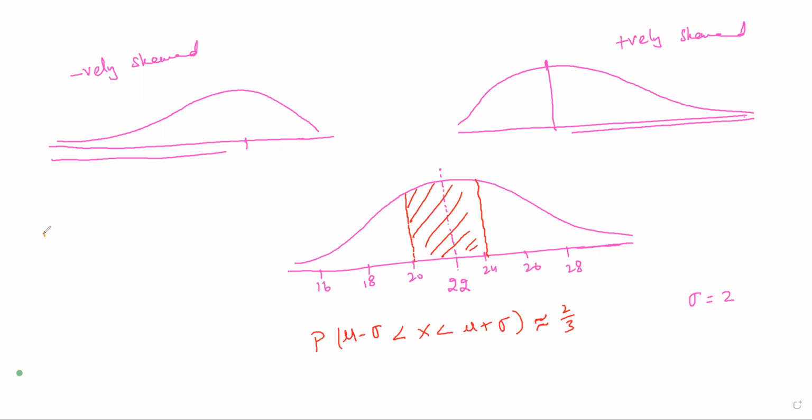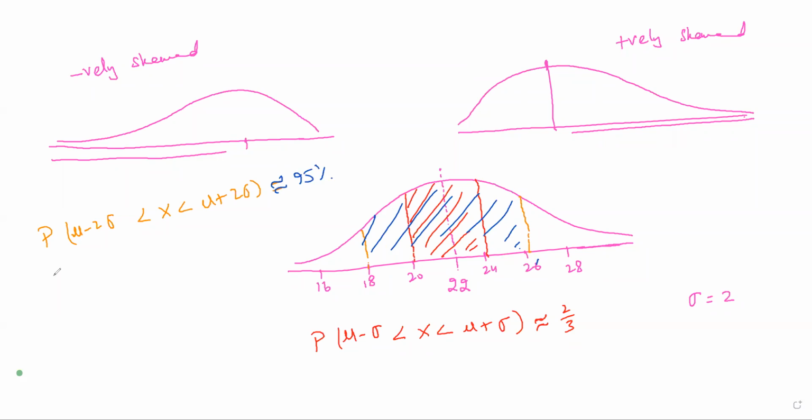Then if you want to see how many people have scored within 2 standard deviations, that is mu minus 2 standard deviations and mu plus 2 standard deviations. So if it is a normal distribution, then nearly 95% of the class will have marks between these limits over here, okay? 95% of the class's marks would be between 18 and 26, okay? So this is approximately 95%.